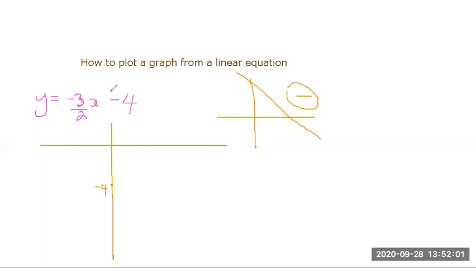Okay, so we were given the equation and then they're like, oh, plot this graph. So I know that my y-intercept is -4. So I know that my line has to go through there. This right here tells me that because the slope is negative, my graph is going to face that way.